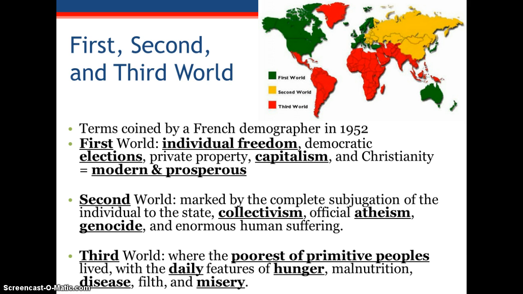Then the third world is where the poorest of primitive peoples live. So these were people that were not progressive. They did not have the industry that we started the year off with. They had daily features of hunger, malnutrition, disease, filth, and misery. So these are places like Latin America, Africa, the Middle East, India, Southeast Asia.